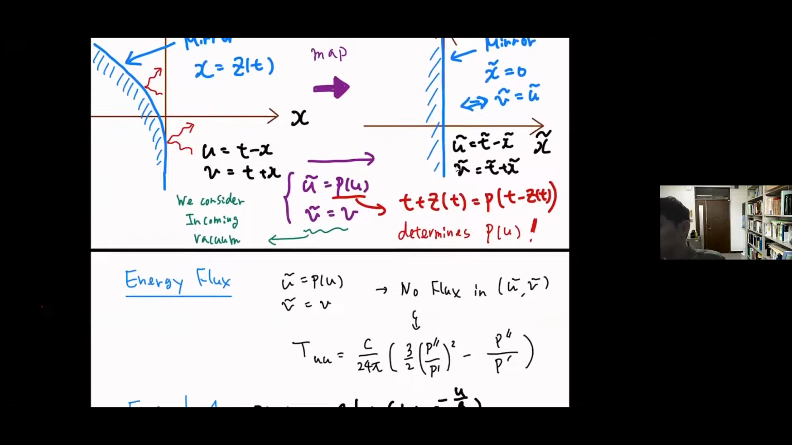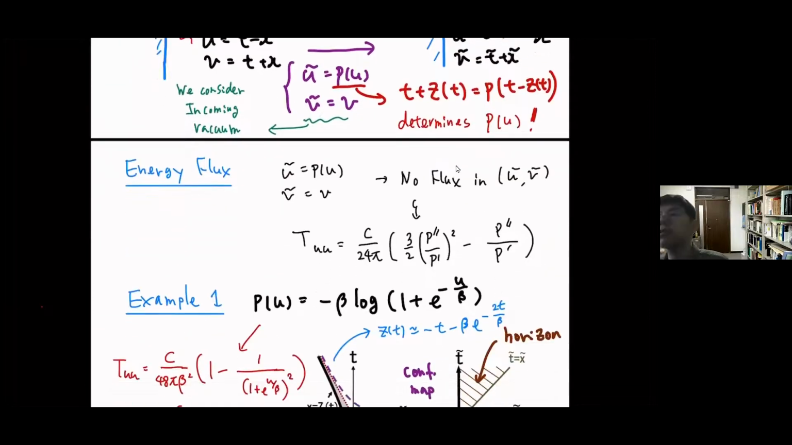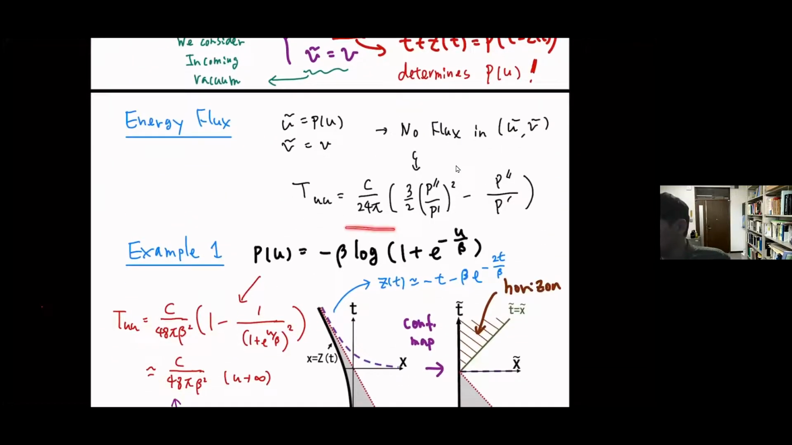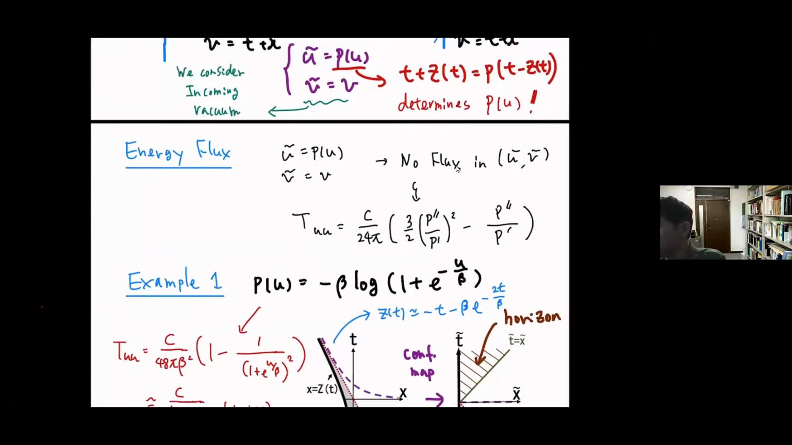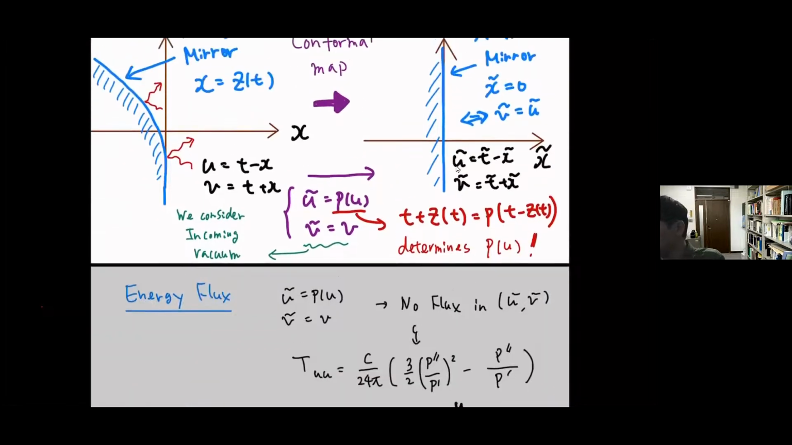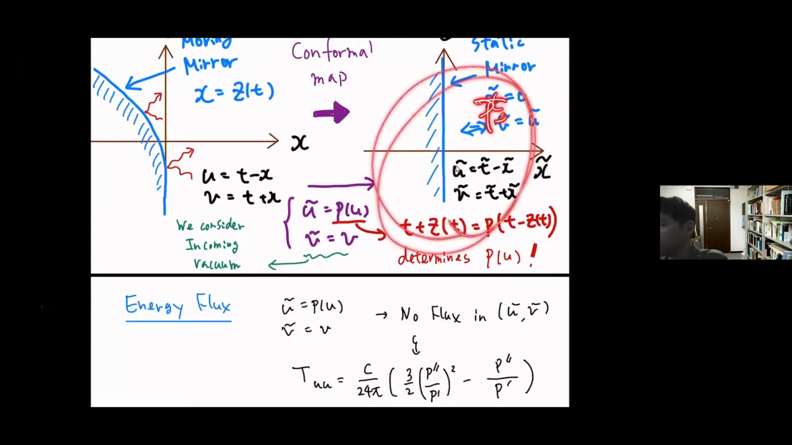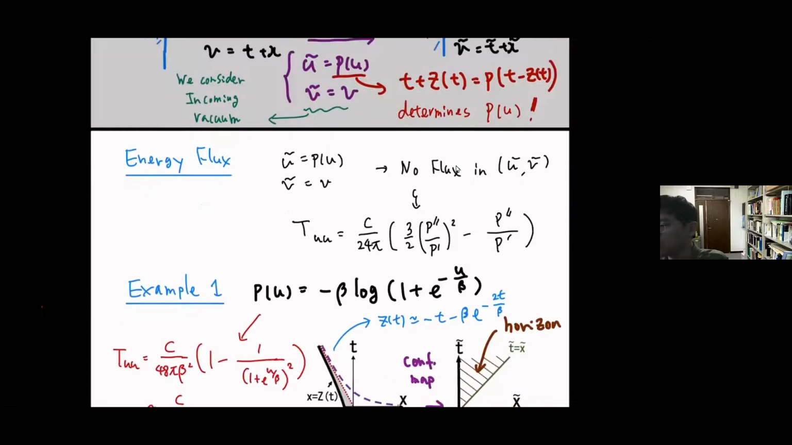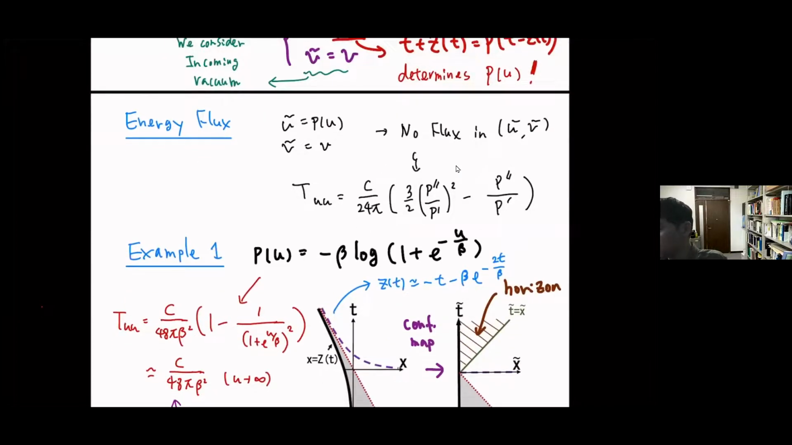And you can calculate the energy flux. This is just the Schwarzian derivative contribution. In the new coordinate system everything is trivial: there is no energy flux, the energy flux is 0. So you can go back to the original coordinate and calculate the energy flux, and this is its value.